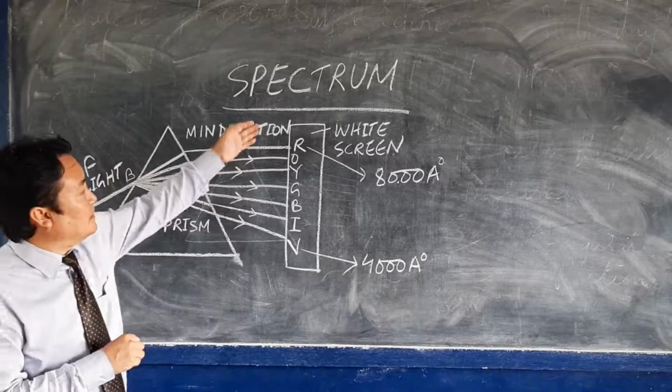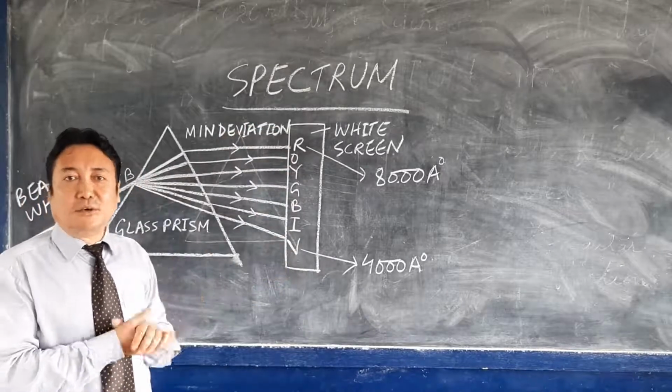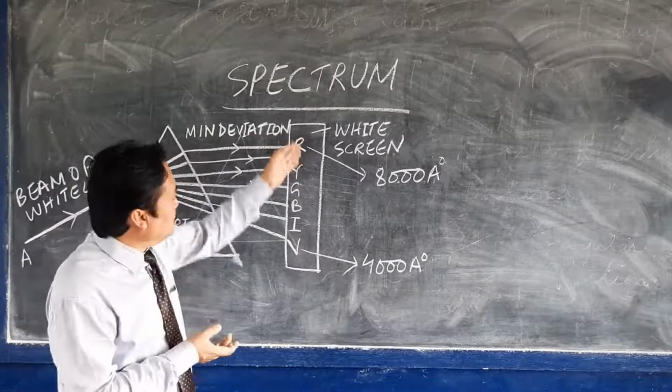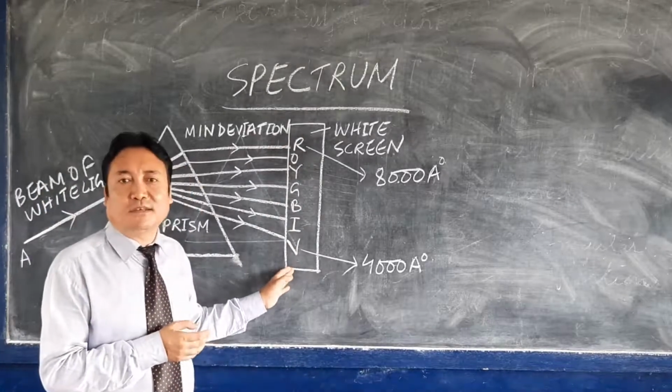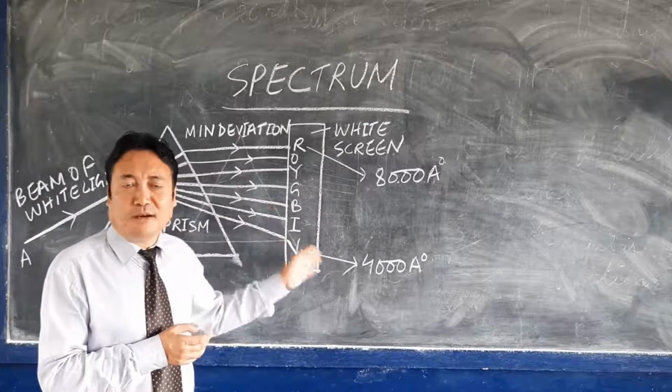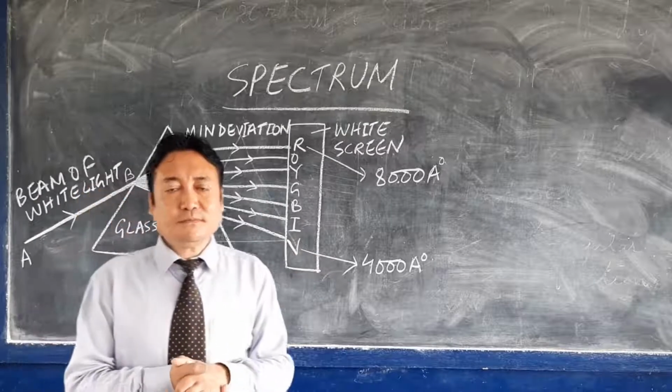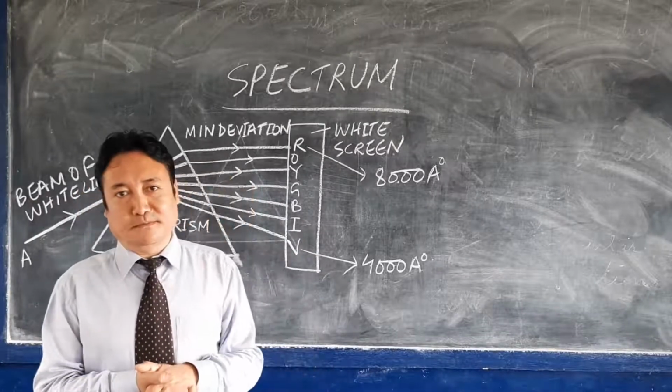And the band of colors is known as the spectrum. You will see this band of colors on the screen, and this band of 7 different colors is known as the spectrum.